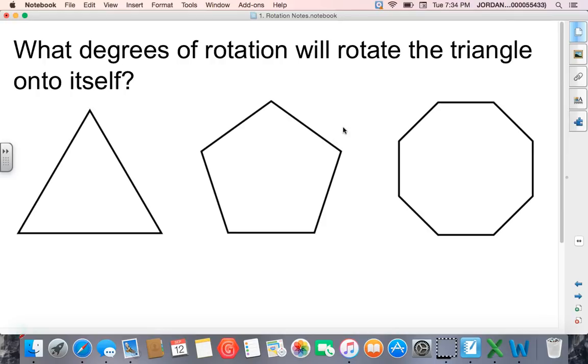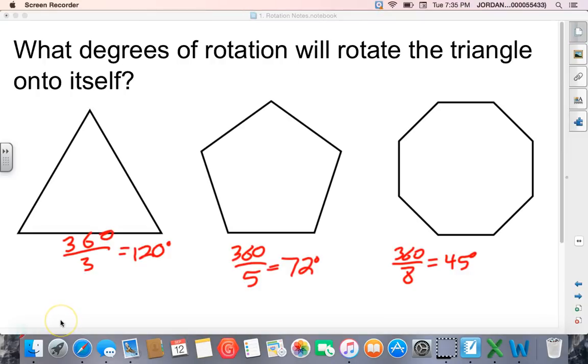No, really, pause the video. Pause the video and do it yourself. Practice makes perfect, ladies and gentlemen. So hopefully you got these all.